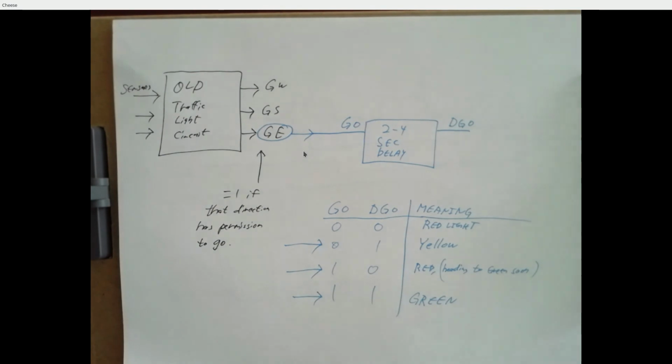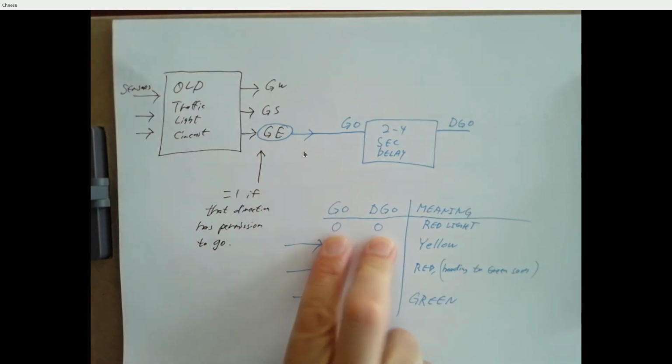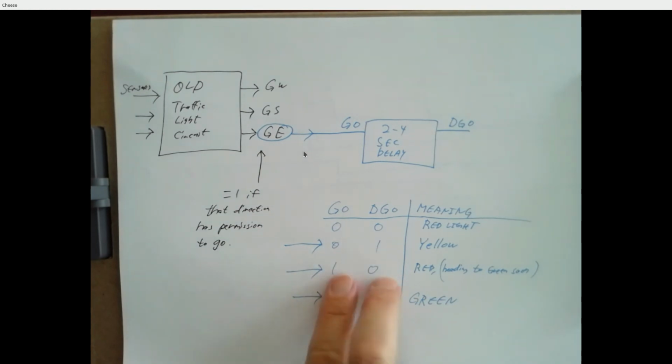That's all you need, right? Take the output from your old traffic circuit and compare that output to a delayed version of that output. If they're both 0, make your light red. If they're 0, 1, make it yellow. If they're 1, 0, make it red. If they're 1, 1, make it green. Does that make sense?